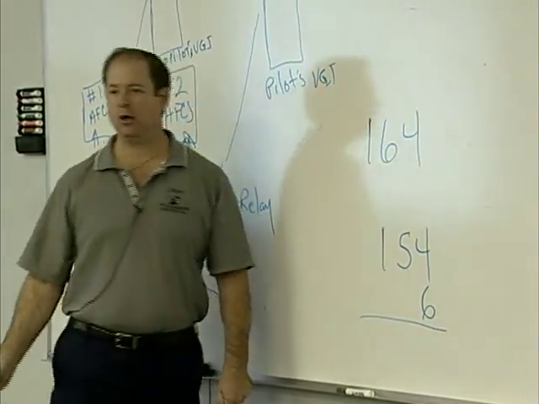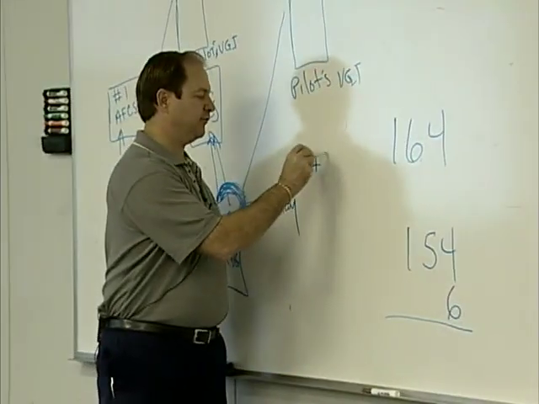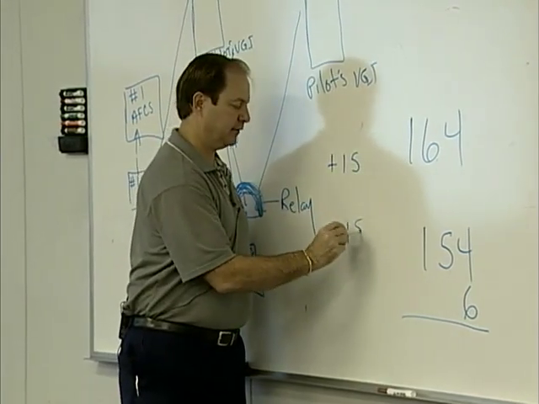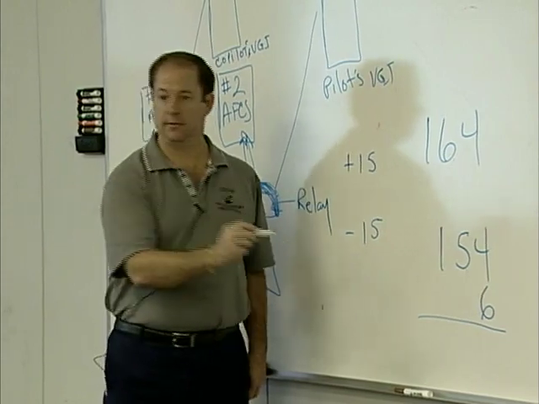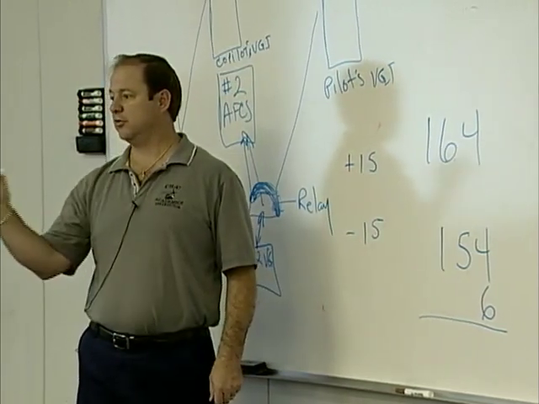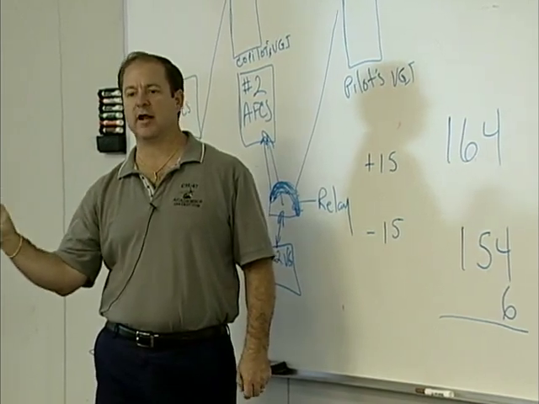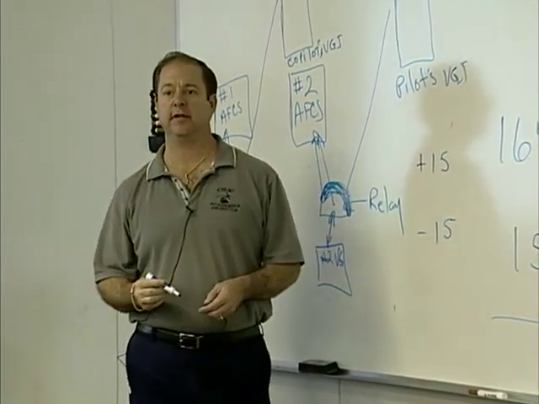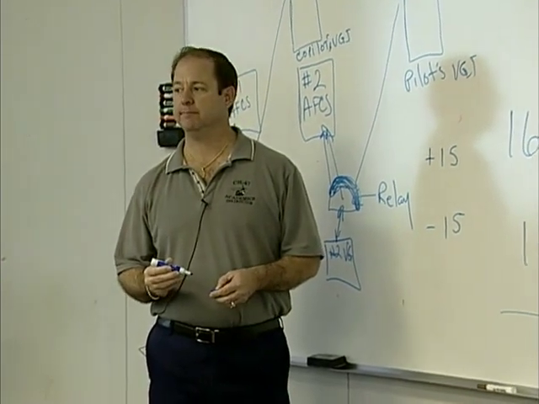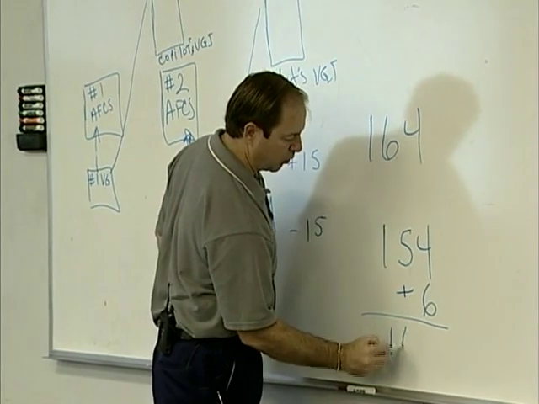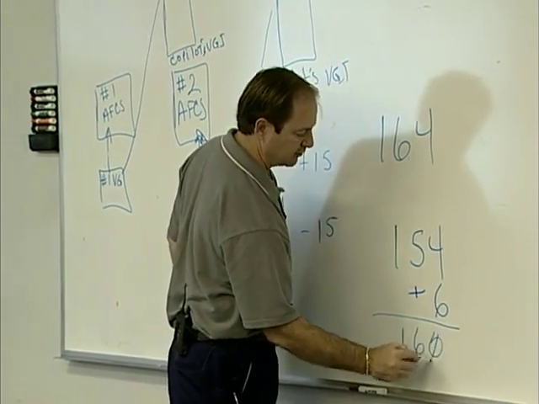Why am I adding those? Because I had a plus 15. What if I had a negative 15? Then I would have ended up subtracting that. And that's where it tells you you're either going to add that number or subtract that number based on are we at a positive FAT or a negative FAT. Any questions about that? But in this case, we're just going to simply add it, and we're going to come up with a whopping 160 knots.